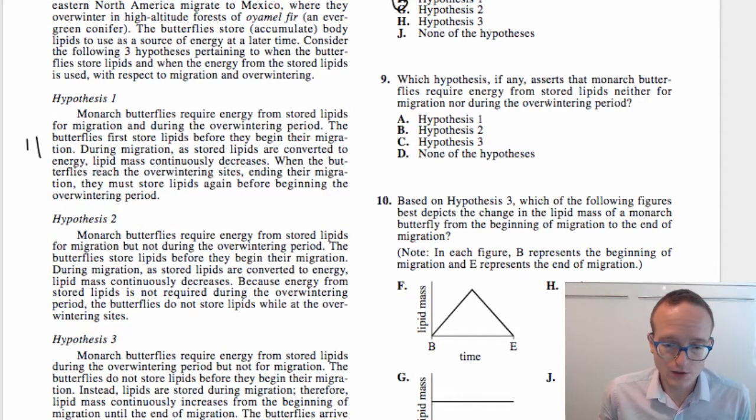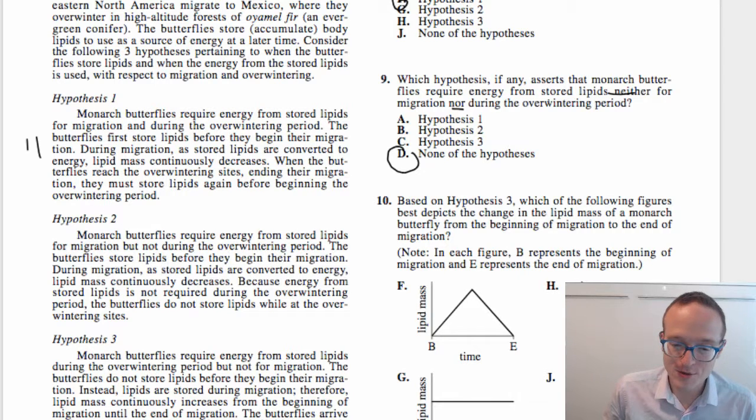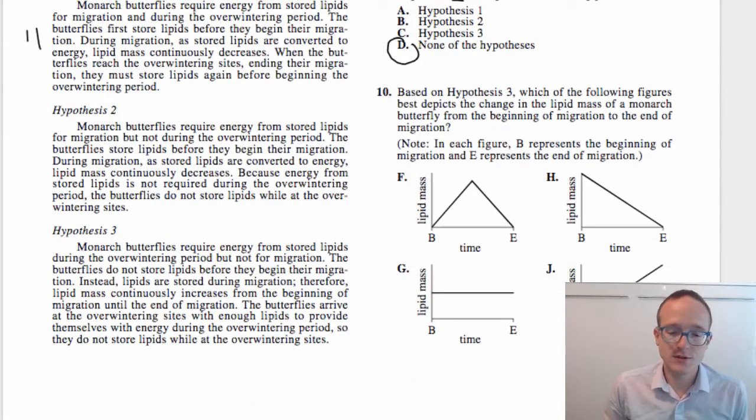Which hypothesis, if any, asserts that monarch butterflies require energy from stored lipids neither for migration nor for the overwintering period? I think that we already read the first sentence. Monarch butterflies require energy from stored lipids during their overwintering period. Oh, but not for migration. They need it for migration, not overwintering. They need it for both. Okay, so none of the hypotheses say that the lipids are not needed for either migration or the overwintering period, right? They all say that you need lipids during at least one of these periods.